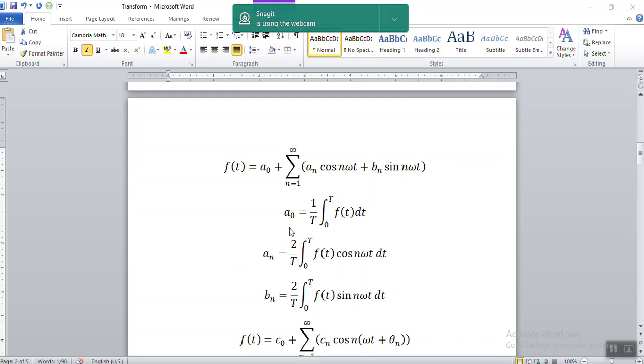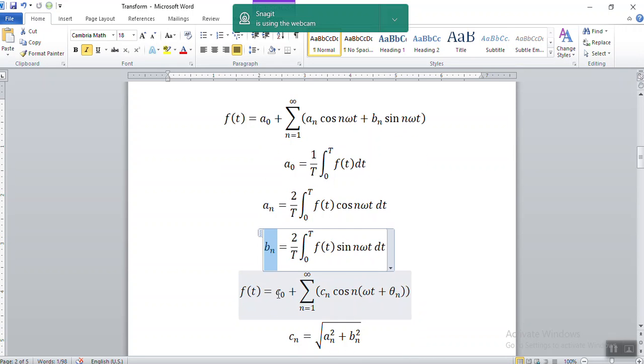Now, as we look at this a naught, it is the integration of the function f of t dt, so it is the area under f of t over one time period 0 to T, divided by T. So, it is the average. Therefore, as I mentioned, a naught is nothing but the DC average value of the function f of t. Okay. a n and b n are the coefficients.